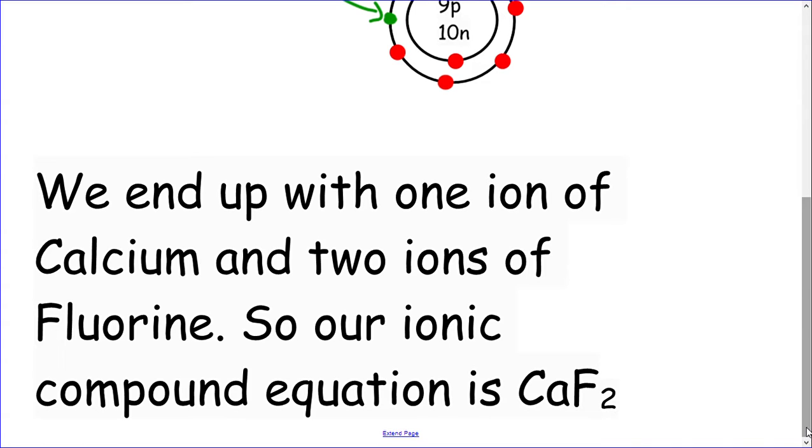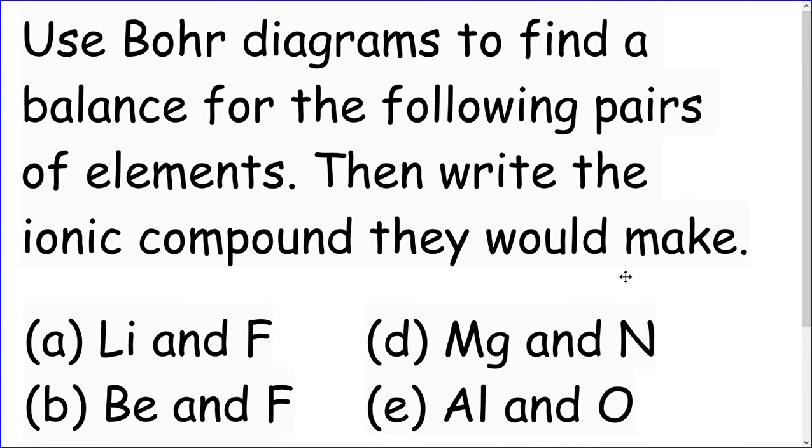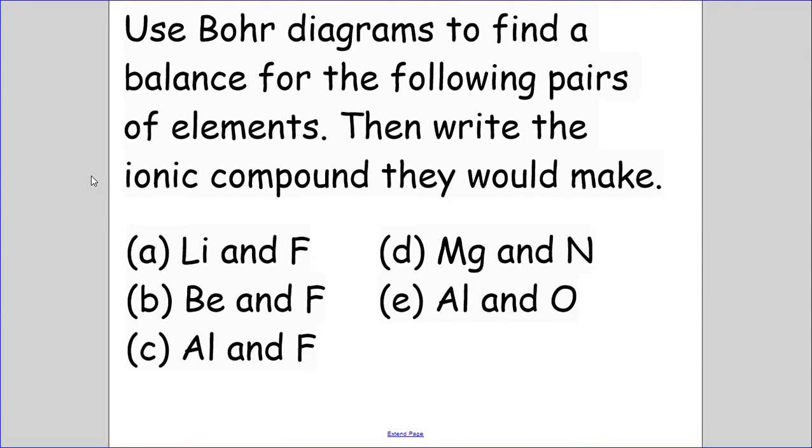So we've done a little bit of practice, seen a couple of different examples between the first and second video. I have a couple of problems here that I would like for you to try out on your own, and use Bohr diagrams to find a balance for the following pairs of elements, and then write the ionic compounds that they would end up making. I'm going to leave that up to you guys. So pause the video and give it a try, and come back when you're ready.